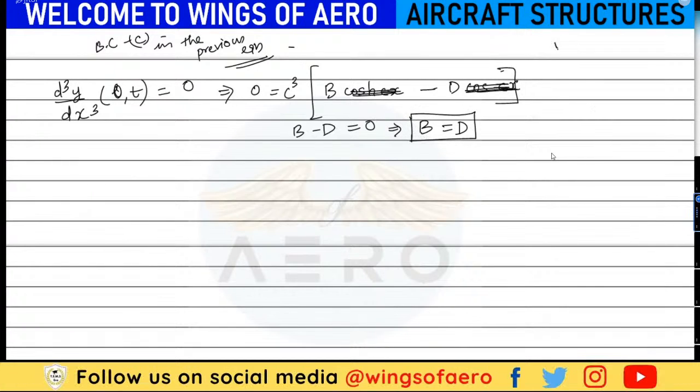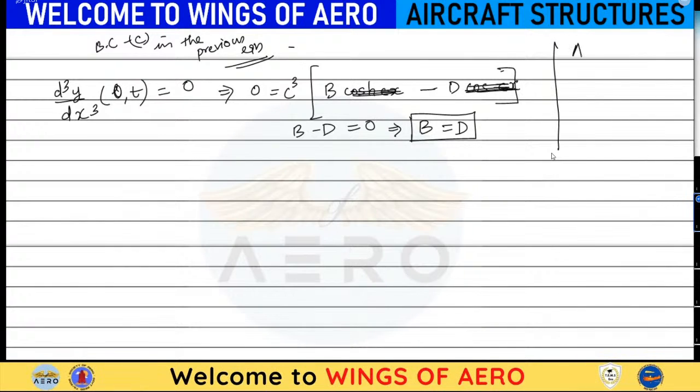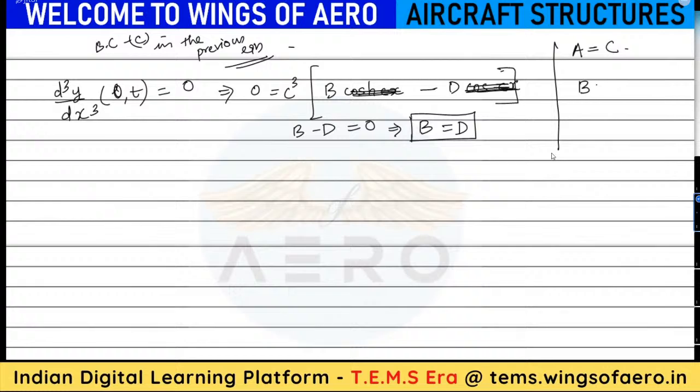So from here again I can conclude that b equals d. Now finally, what was my motto? To find out the constant terms. So I got my A equal to C in case of both the ends free, and B equals to D.